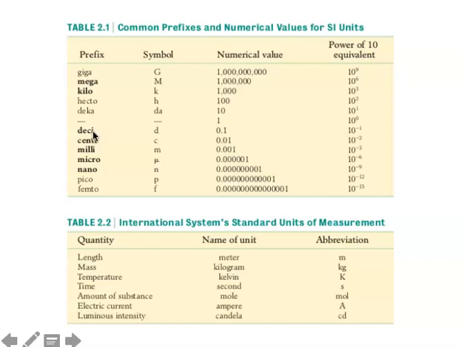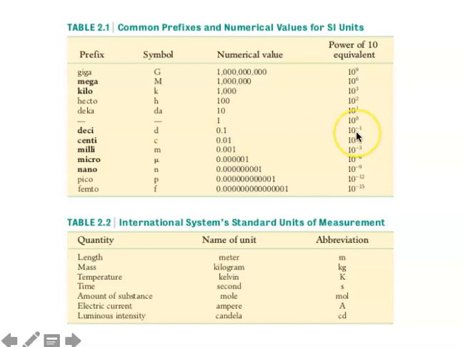And so if we put a deci in front of, let's say, a gram, right? The base unit would be gram, and then a decigram would be abbreviated as dg. That would be saying that I've modified that base unit by taking 1/10 of it, right?